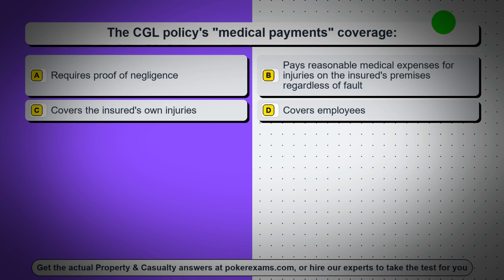Question 51. The CGL policy's medical payments coverage. Option A, requires proof of negligence. Option B, pays reasonable medical expenses for injuries on the insured's premises regardless of fault.